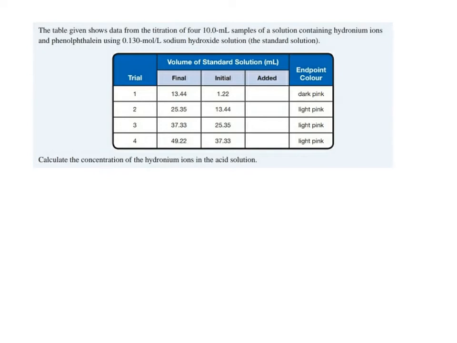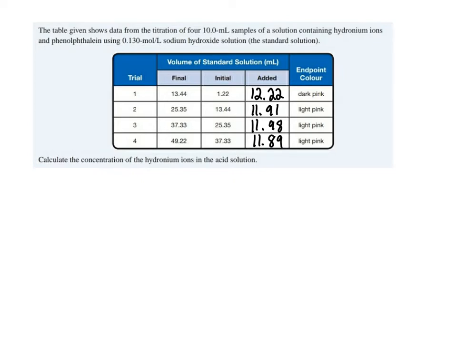The first thing we're going to do is use our calculator, and we're going to go 13.44 minus 1.22, and we're going to get these four numbers all the way down here. This is going to be 11.98. And this will be 11.89.